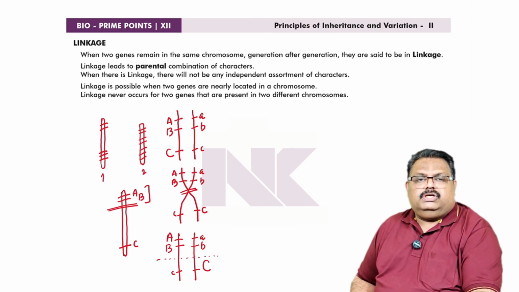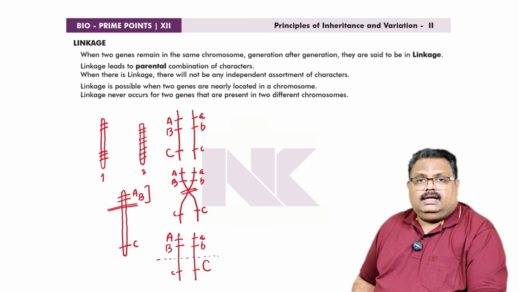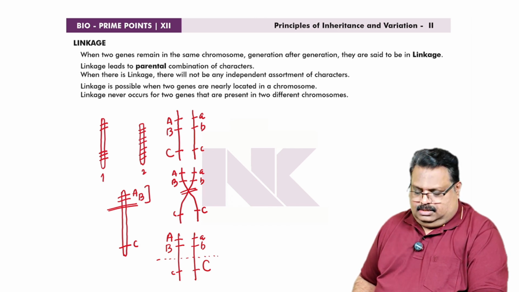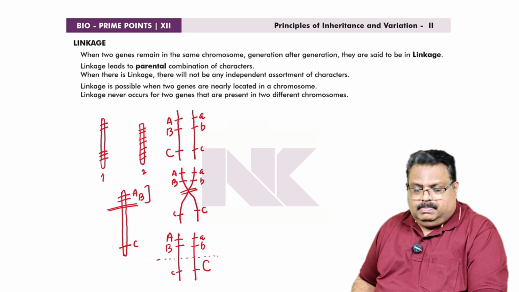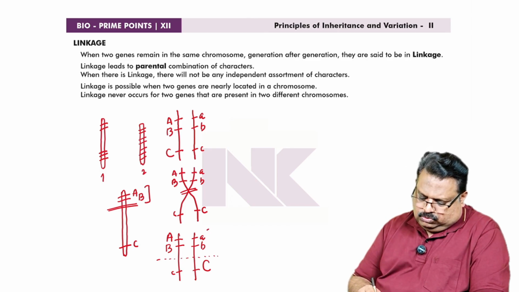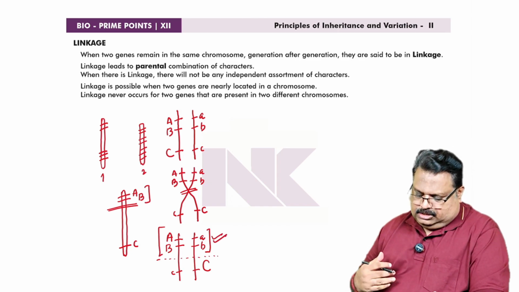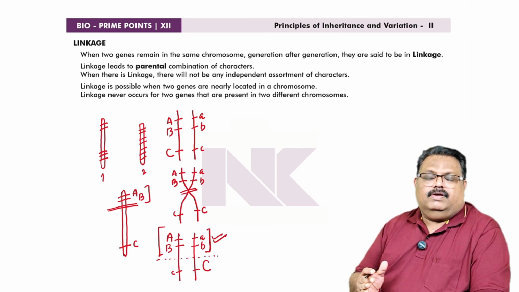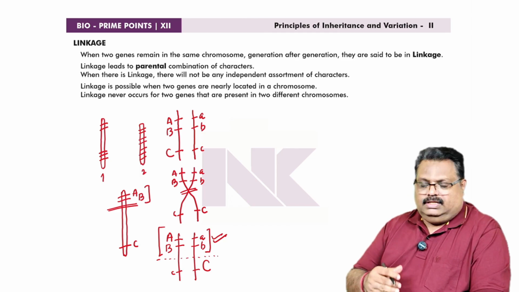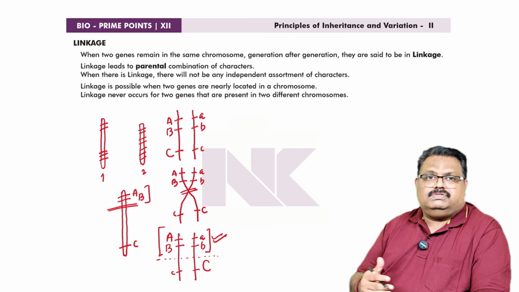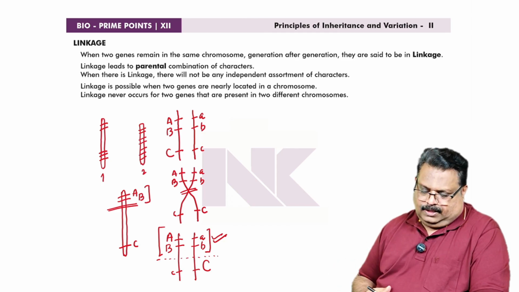So even after crossing over, capital A and capital B remain together, but capital A and capital C become separated. Capital B and capital C become separated. Okay. So the tendency of two genes to be inherited together is called a linkage. So for a stronger linkage, the genes must be very much nearly located. When the distance increases, the chance of separation also increases.